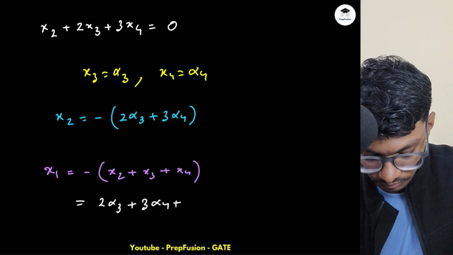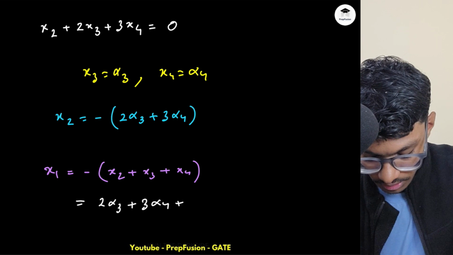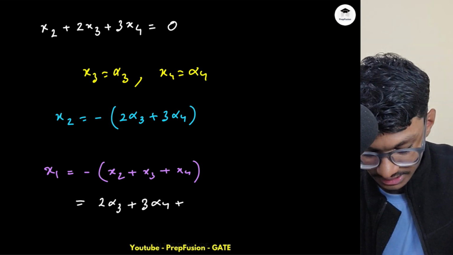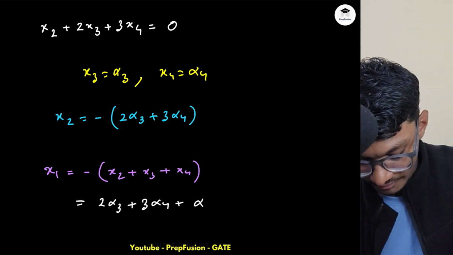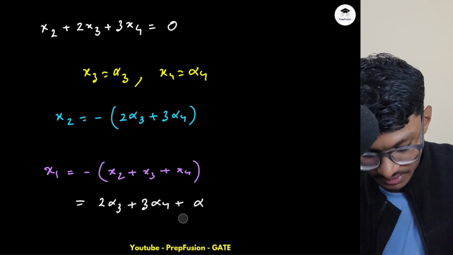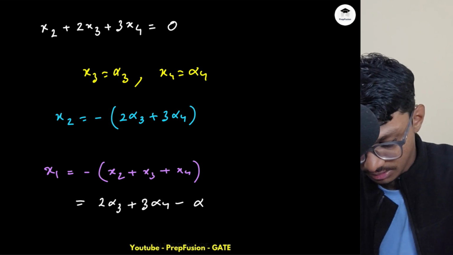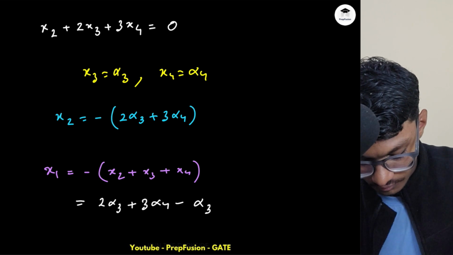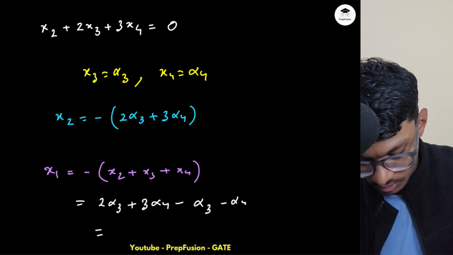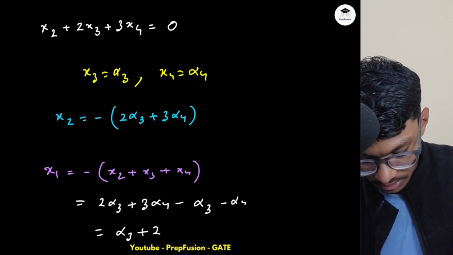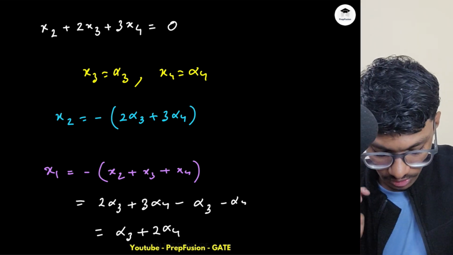So then this will be plus x3. What is x3? X3 is alpha 3 itself, and we have a negative sign as well. So this will be minus alpha 3 and minus alpha 4. Okay, so this will be alpha 3 plus 2 alpha 4. Okay, alpha 3 plus 2 alpha 4.